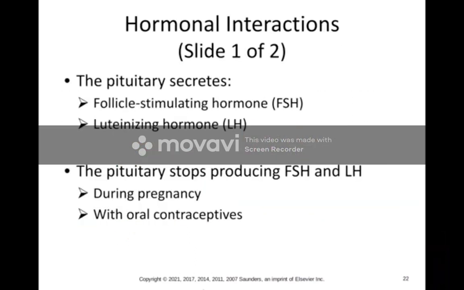Hormonal interactions. So the pituitary secretes follicle-stimulating hormone, FSH, and luteinizing hormone, LH. The pituitary stops producing those hormones during pregnancy and when oral contraceptives are being taken. So that suppresses the production of FSH and LH because they are no longer needed.